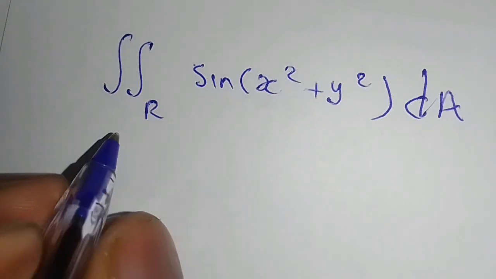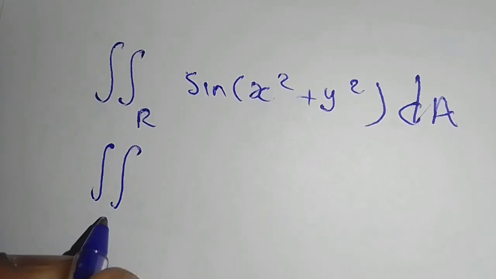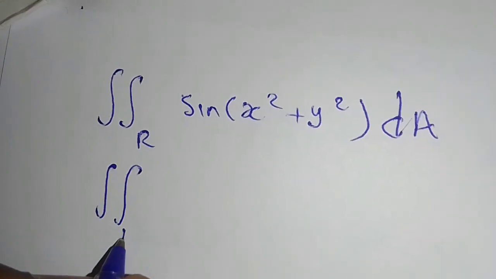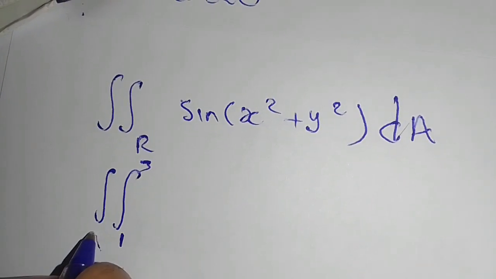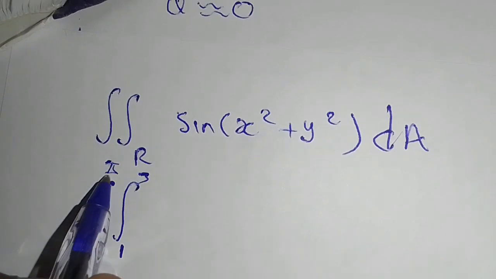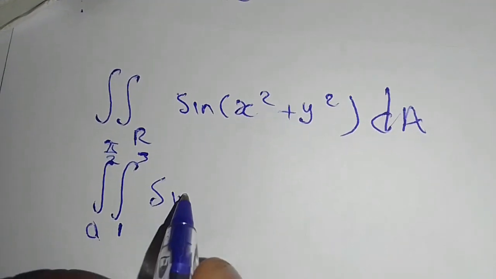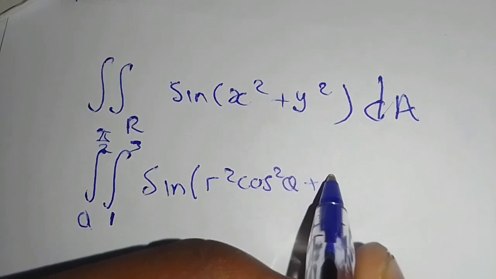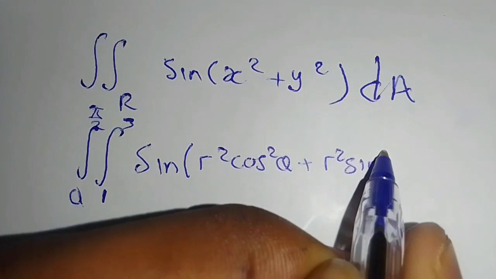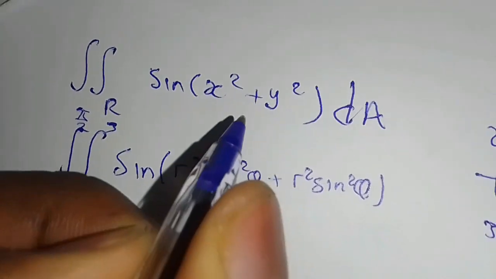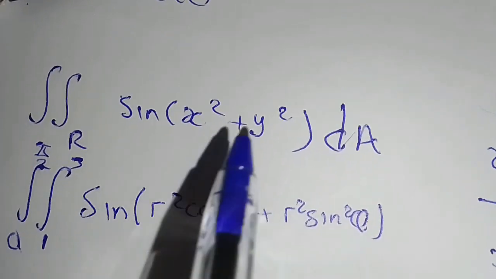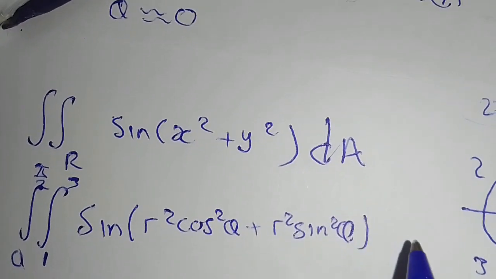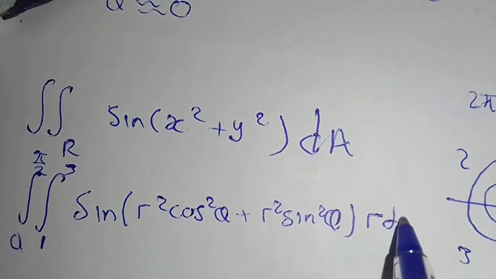So then from there we basically have our double integral. If you're going to start with r, we're moving from 1 to 3, and then theta follows, so you have 0 to pi over 2. So in this case, then we have sine of r squared cos squared theta plus r squared sine squared theta, because we just replace x with r cos theta and y with r sine theta, but because they are squared, you square everything there. Then dA basically becomes r dr d theta.